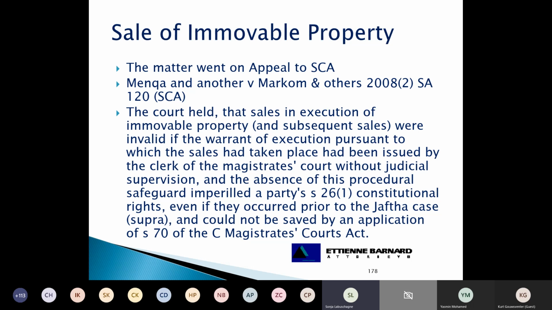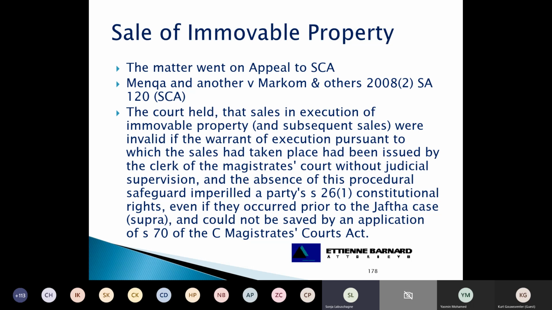Now in this instance, there was a bond over the property, and the first purchaser paid the bond and all the costs involved with the transfer of the house because it was a sale in execution, so the interest and the legal costs, obviously a lot of money. And the court ordered that the house goes back to Mr. Markham, back into his name. But then the court also referred it back to the court a quo, to determine who must pay what, who must pay the damages.